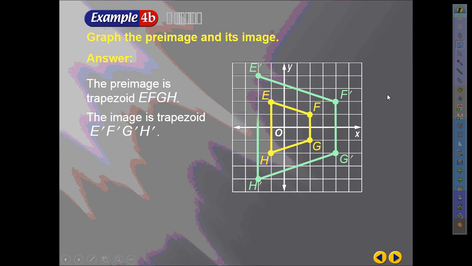So notice that we were reflecting it with respect to 0, 0. So the distance this point was from the origin got twice as big. The distance that this point was from the origin got twice as big. And the distance from the origin got twice as big. So it's with respect to the origin that we are dilating these.